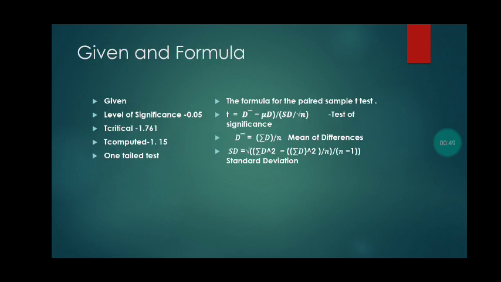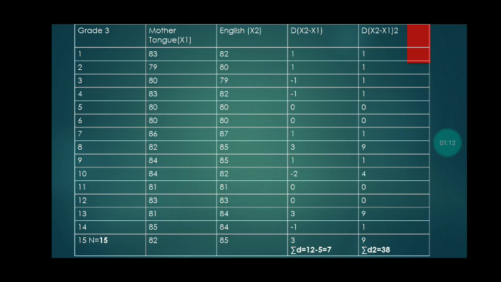For our given, we have the level of significance 0.05, T critical 1.761, T computed 1.15, and a one-tailed t-test. The formula for the paired sample t-test is the test of significance, mean of differences, and standard deviation. I gathered 15 respondents, so our N should be 15.